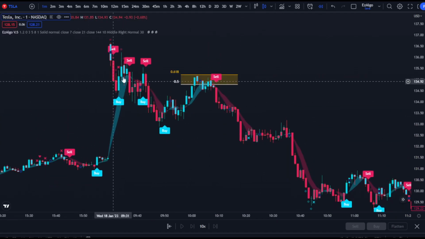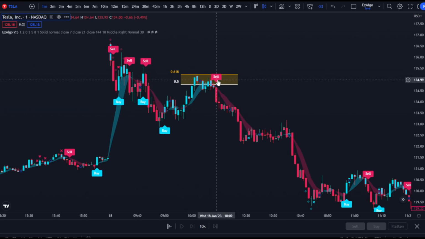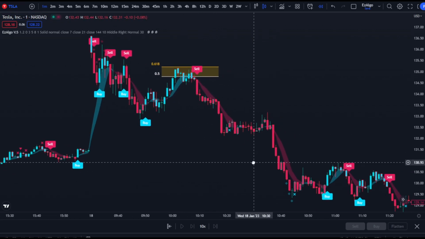So we had this gap created. We came back up, tested the zone with that Easy Algo sell signal, and price came down.